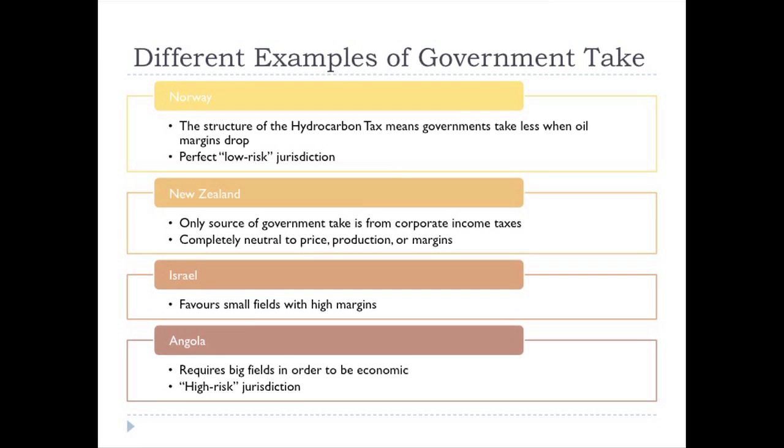Israel, they have structured it such that if you have a small project at high prices, you earn money. If you have a large project, you earn less money. Angola, you require big, big fields to be economic. Companies there are generally looking for 500 million or even billion barrel deposits. Because anything smaller just means you have put a lot of money for very little oil. Or very little oil in the economic sense.